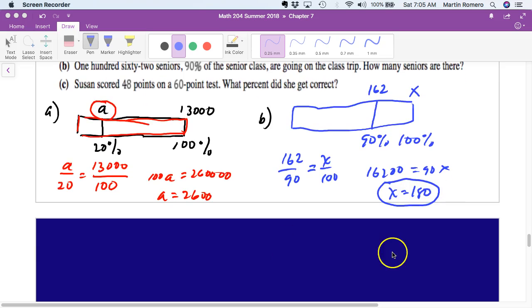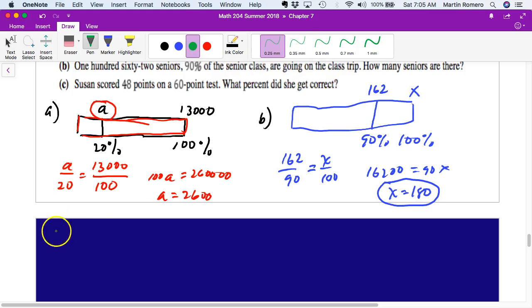Let's go ahead and finish part C. I'm going to write on the blue, so I'm going to change the color to green. I should be able to see it perfectly. Susan scored 48 points on a 60-point test. So there's my rectangle. What percent did she get?